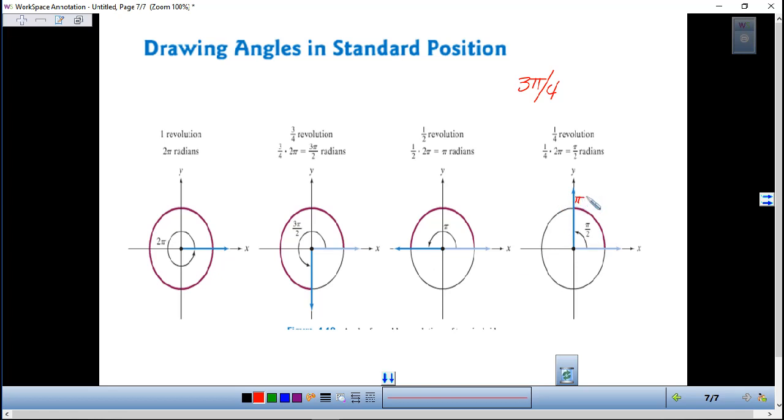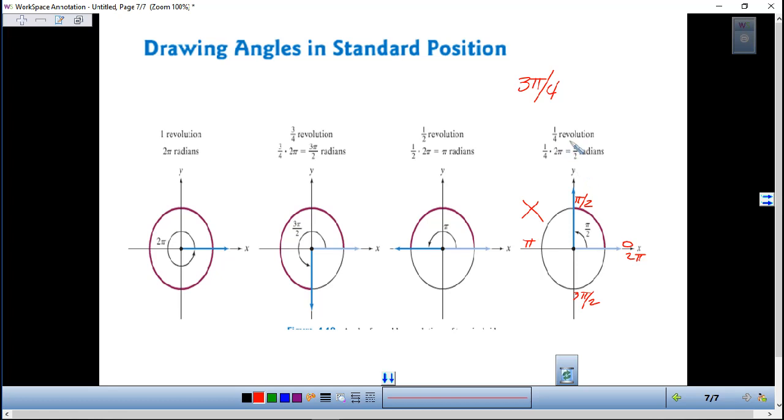This is pi over 2. This is pi. This is 3 pi over 2. And this is 2 pi and 0. Ignore the pi. A lot of people get thrown off by the pi. Just think about the fraction. Where would 3/4 be? Would it be between 0 and 1/2? Would it be between 1/2 and 1? Between 1 and 1 1/2? Or between 1 1/2 and 2? Well, 3 pi over 4 or 3/4 will be between 1/2 and pi. So that would be over here in quadrant 2.